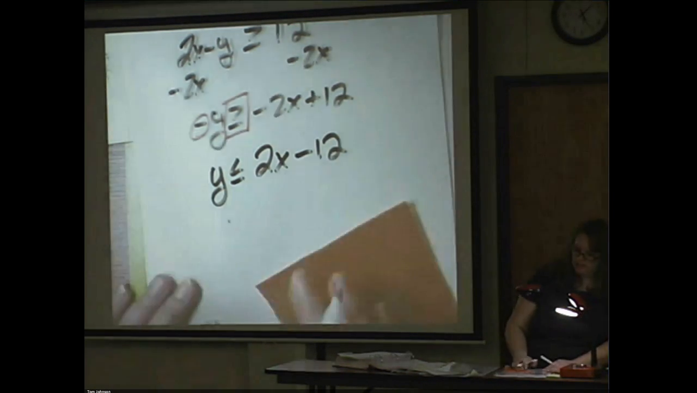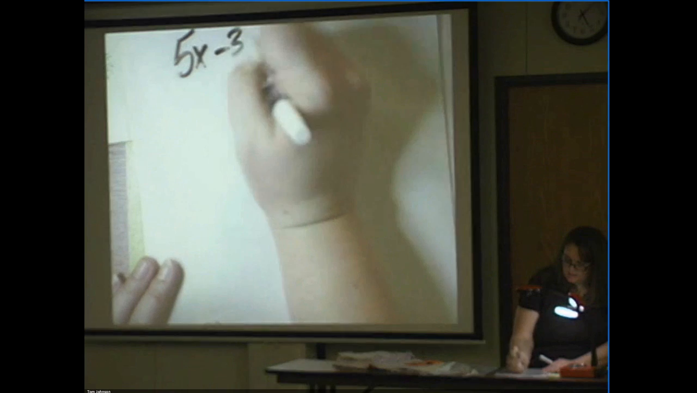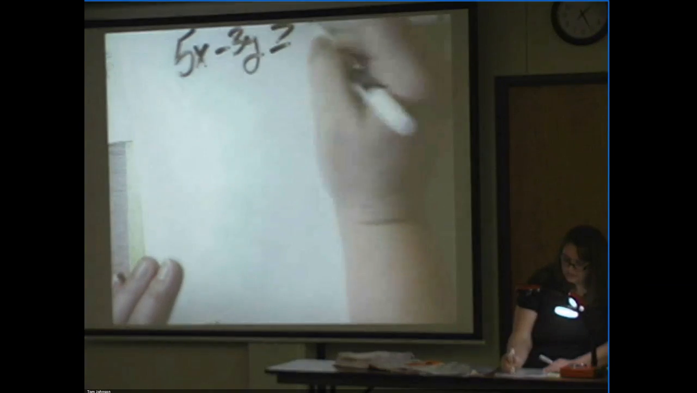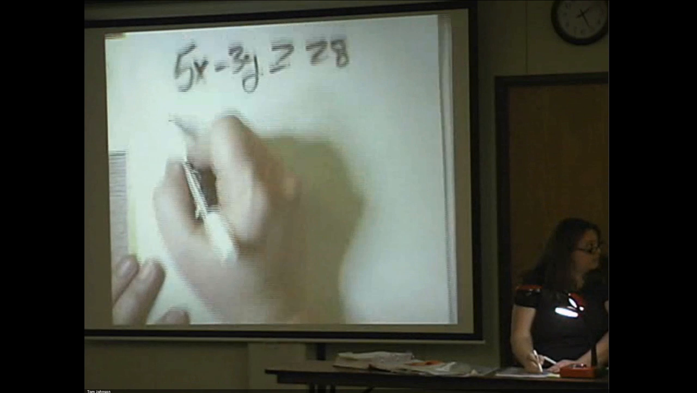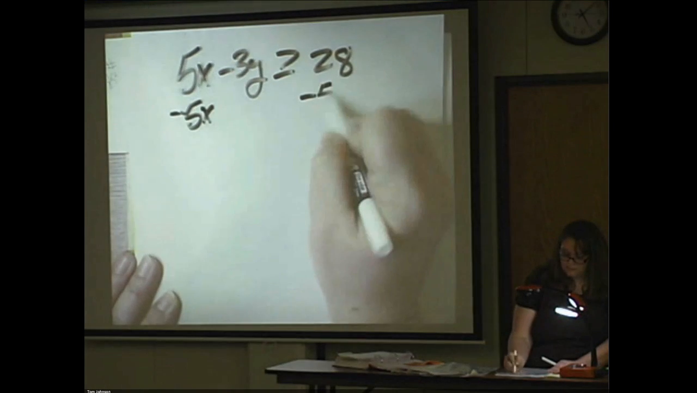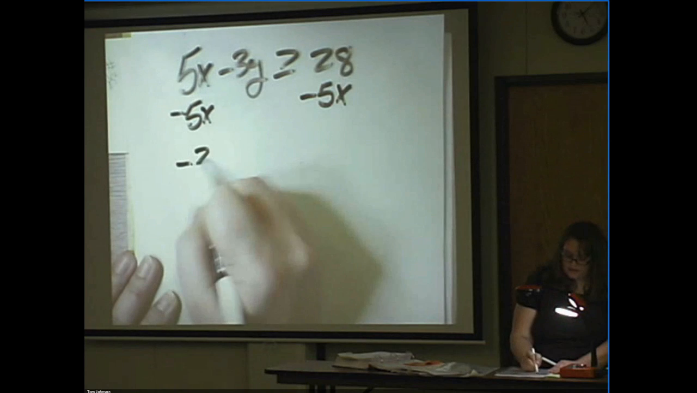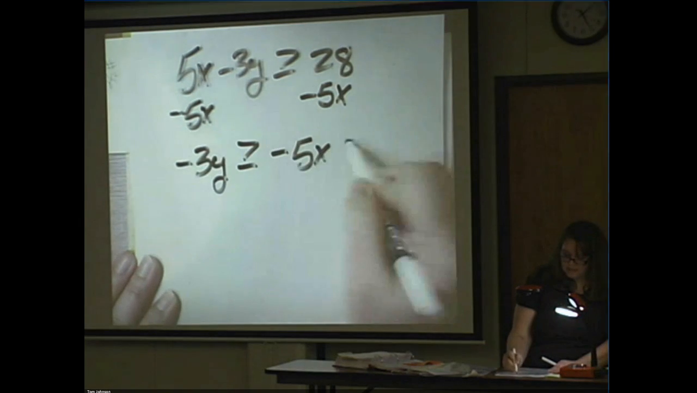Okay, let's go solve the next one. We have 5x minus 3y is greater than or equal to 28. So this time I'm going to subtract 5x from both sides. And I get negative 3y is greater than or equal to negative 5x plus 28.